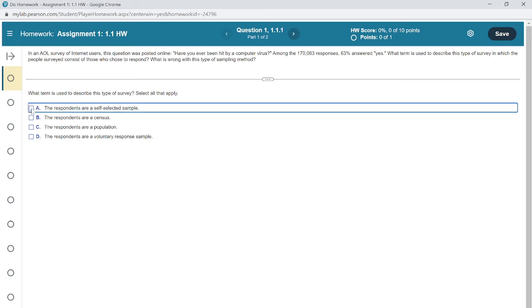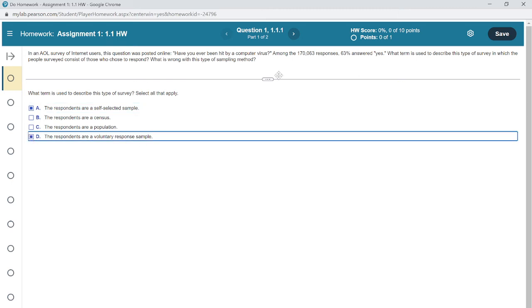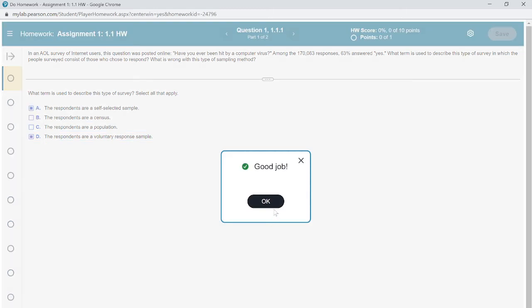This is a self-selected sample. The respondents are a census? No, they are not everything, so it's not the right one. The respondents are a population? No. The respondents are a voluntary response sample. Yes, they are volunteers. Good job.